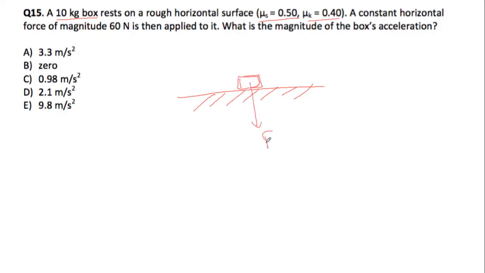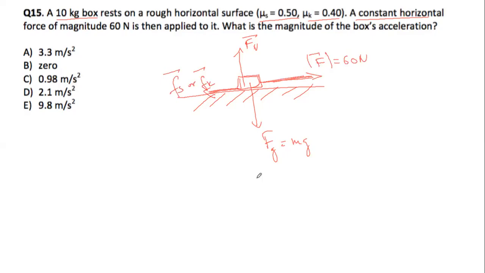It has a weight, which is mg, and a normal force, Fn. And then I apply a constant horizontal force of magnitude 60 Newton. I'm applying this horizontal force here, F, in magnitude 60 Newton. Question: what is the box acceleration? Here I will have a frictional force. Now the question is, will it be a static frictional force or a kinetic frictional force? That's the first question to ask yourself.